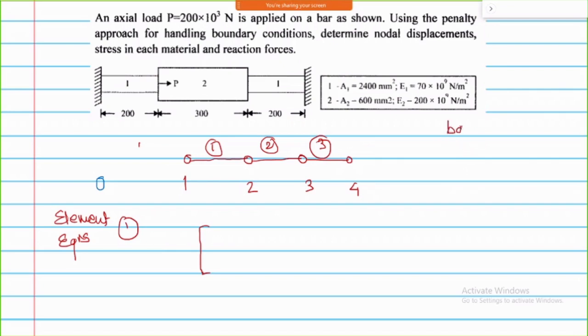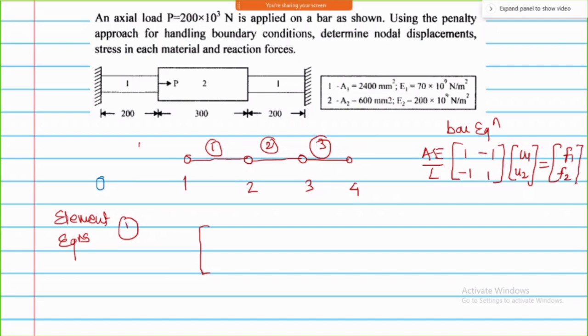For a bar element, your equation will be like this: AE divided by L, and here it is 1 minus 1, minus 1 1, and then U1 here, U2 here, then F1 here, F2 here. This way we are going to construct it, and these numbers will be 1 2 here, and here I can write 1 2 also.